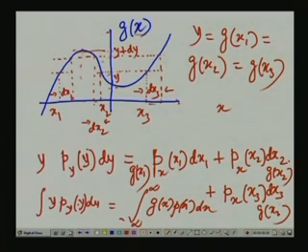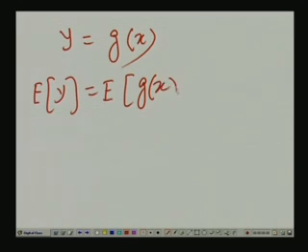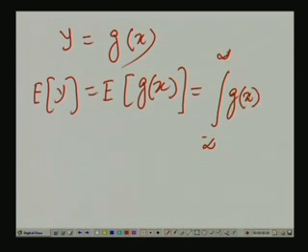Okay. So, all of them we put under one integral, and we can write like this. I am writing the same formula again in the next page. So, in conclusion, if y is given as g of x, then E y, which also can be written as E g x, is equal to the integral of g x p x dx. This is a very useful and interesting result. It is widely used. Okay. This was for the continuous case.